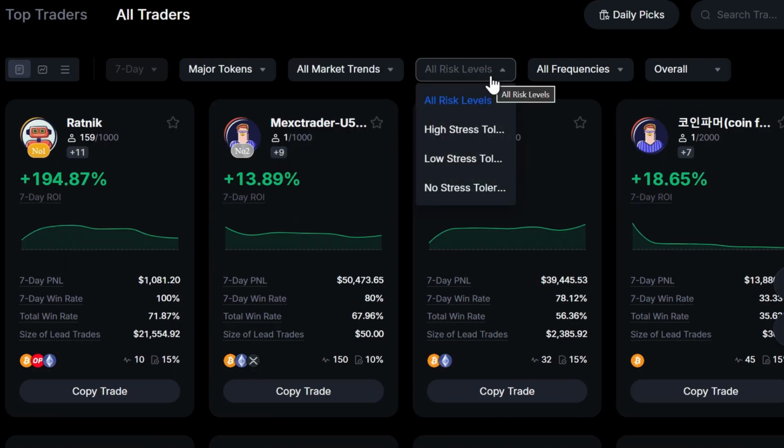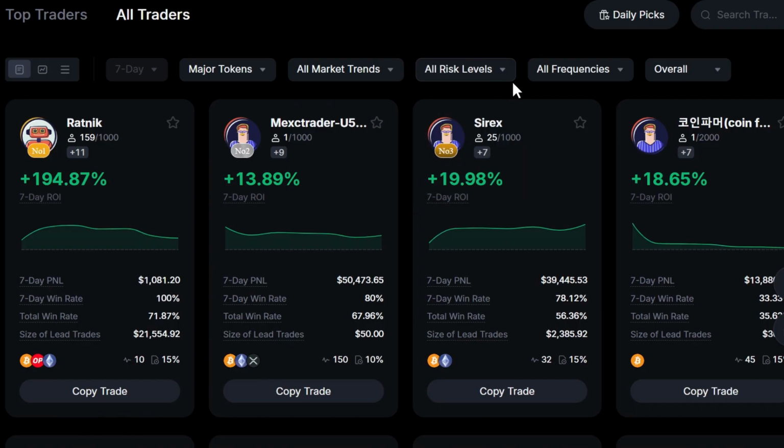Risk levels categorizes traders based on stress tolerance. High stress tolerance traders are aggressive. They use high leverage, take bigger positions, and can handle major drawdowns. Low stress tolerance traders are more conservative with smaller position sizes and lower leverage. No stress tolerance traders are the most cautious, taking minimal risk with very conservative strategies. If you're just starting out, stick with low or no stress tolerance traders until you understand how copy trading works and how much volatility you can actually handle.